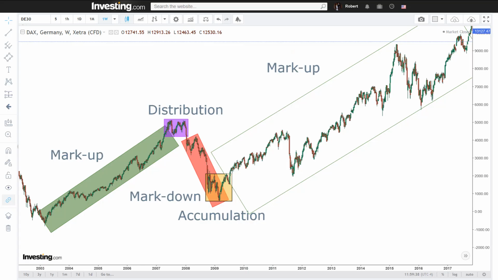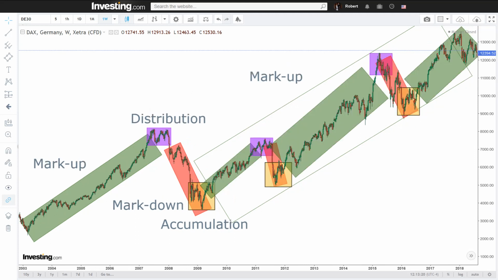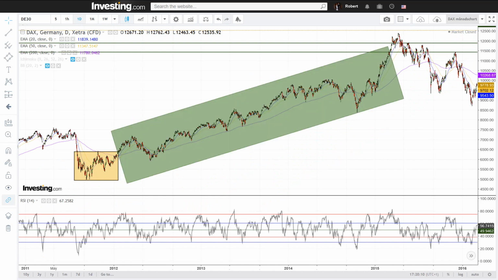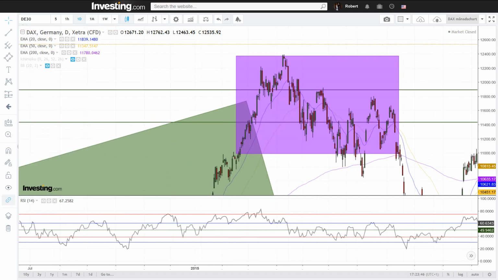Now, to clarify what we mean by local, a normal market cycle, such as the ones between each crash or recession, can contain several smaller market cycles. In late 2011, we had a local accumulation phase which was then followed by a 3-year-long markup. The index then entered a local distribution phase. Again, you can clearly see how the RSI steadily declines, in this case even creating an obvious RSI divergence.